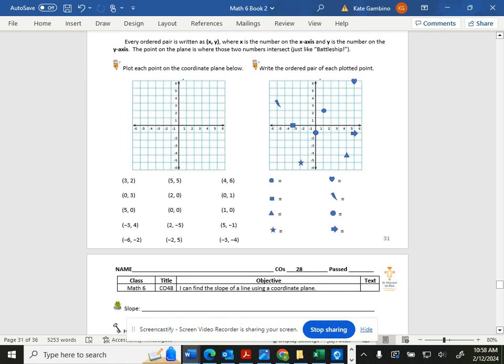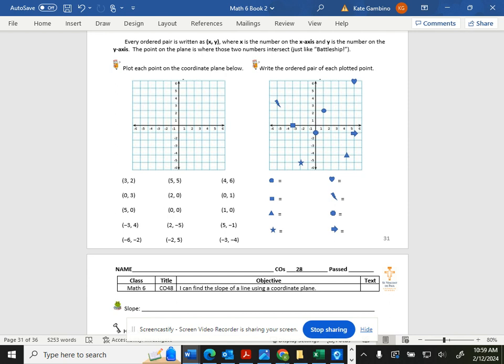Every ordered pair is written as (x, y), like I've already talked about, where the x is the number on the x-axis and the y is the number on the y-axis. The point on the plane is where those two numbers intersect, just like Battleship. So you want to bomb that specific spot, right? So you always do the x first, and then you do the y. So we need to plot each point on the coordinate plane below.